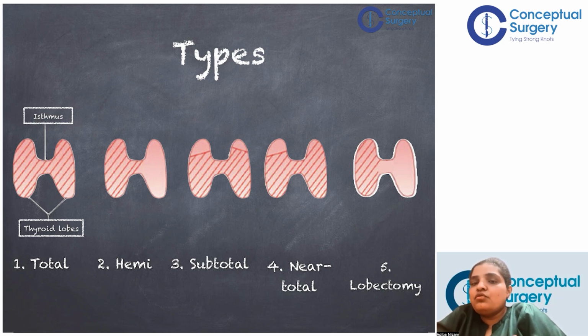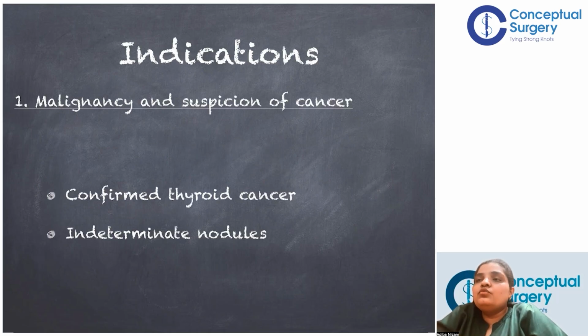So when we have removed all of it, it is called a total thyroidectomy. When we remove only one of the lobes and the isthmus, it's called a hemithyroidectomy. In subtotal thyroidectomy, we leave approximately 8 grams of tissue in the tracheoesophageal grooves bilaterally, and in near total we leave only 1 gram of tissue on one side only. That's a near total thyroidectomy. Now we move on to the next topic.